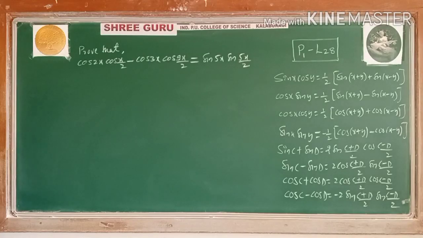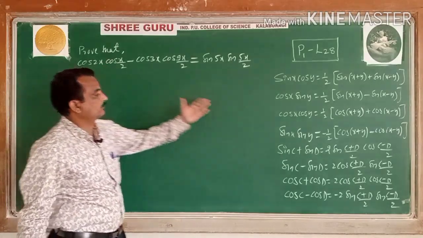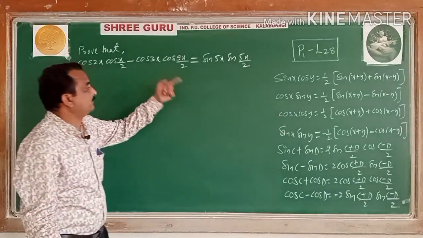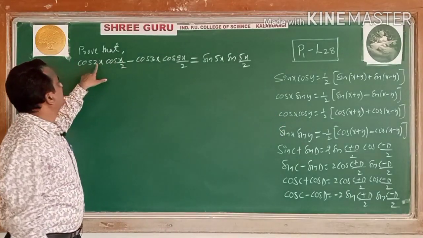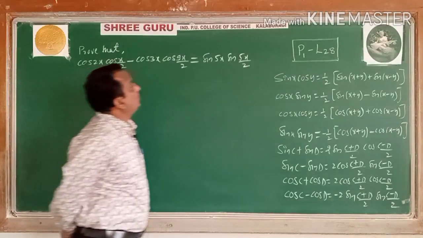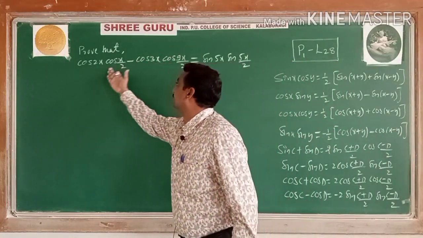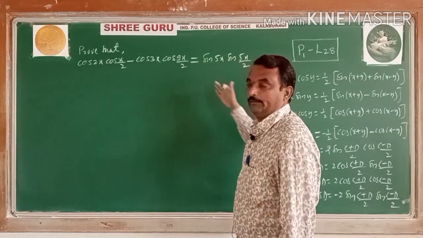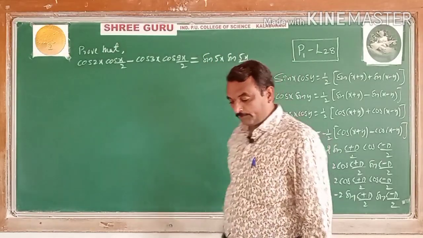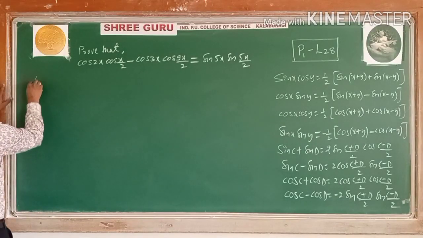Let us see, students. In product form it is cos into cos: cos 2x into cos x by 2 minus cos 3x into cos of 9x by 2, cos x into cos y. You have to prove it in terms of sin 5x into sin of 5x by 2. Whatever it may be, let us take the LHS.